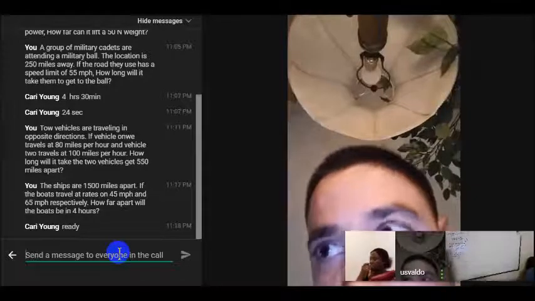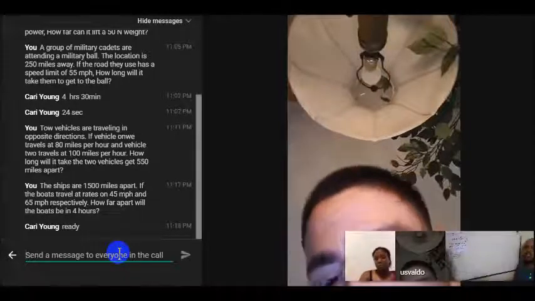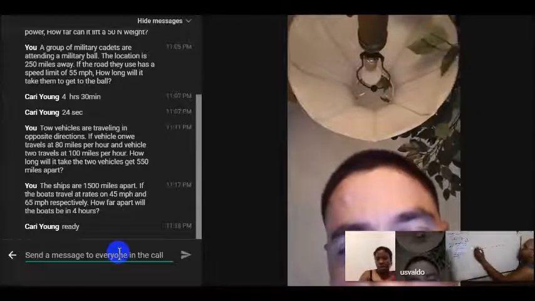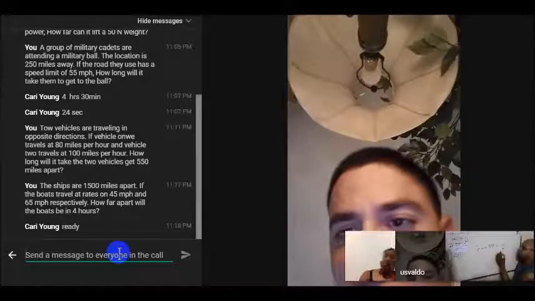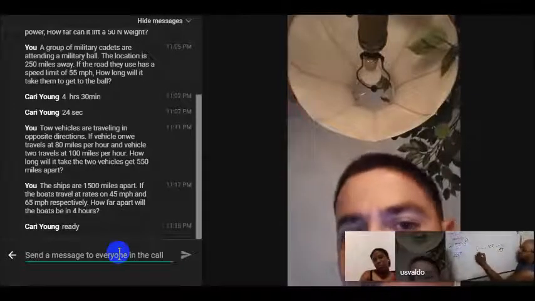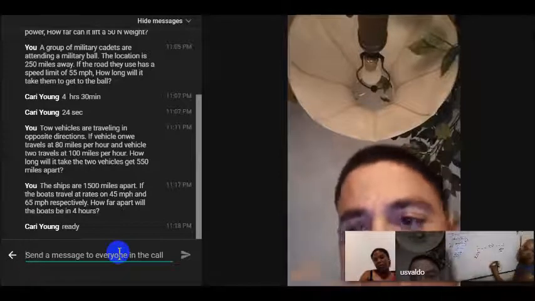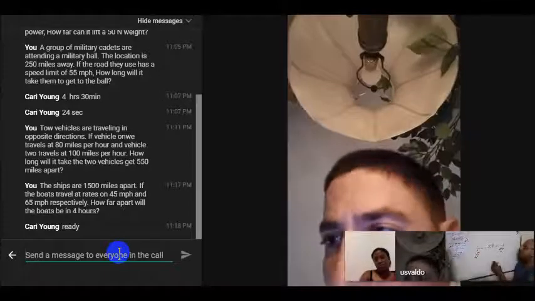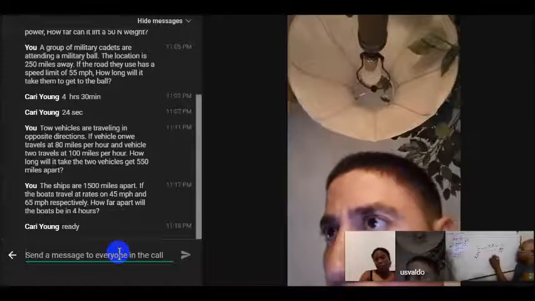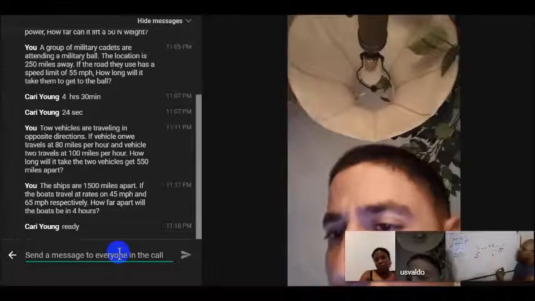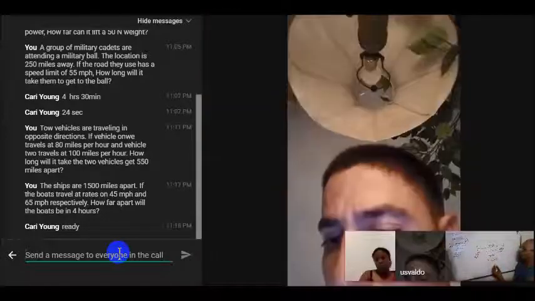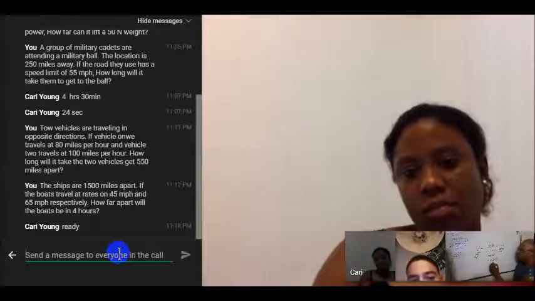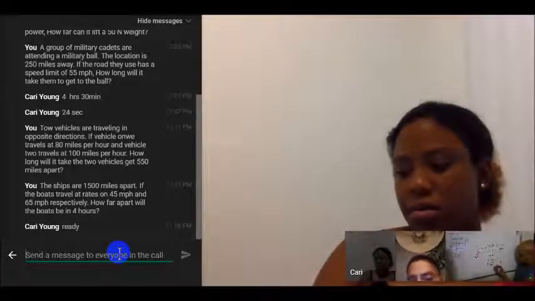Okay, I'm having a tough time with this one. Okay, no problem. So the question is telling us that two ships are 1,500 miles apart. Now, the boats travel at 45 and 65 miles per hour. So they're traveling towards each other. So how far apart are they going to be in 4 hours? What we'll do is we'll establish a closure rate. And that will be 110. We get that by adding up the two speeds. And we get 110 miles per hour for a closure rate.